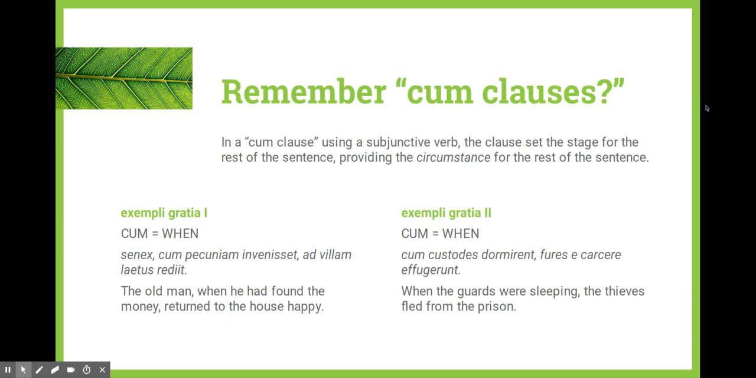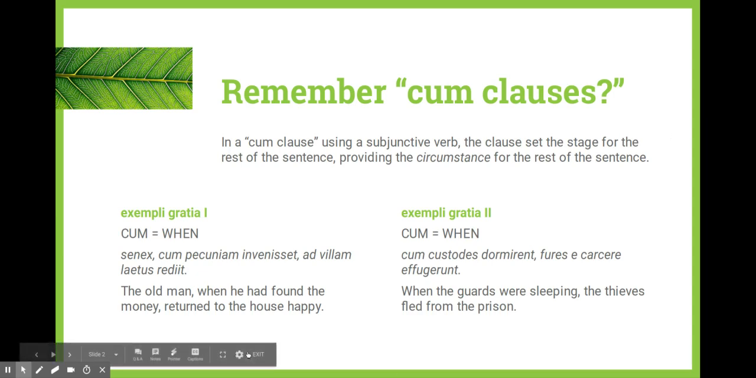There was a cum clause at the beginning of a sentence. The cum clause used a subjunctive verb, and in the cum clause, the content of it provided the circumstance for the rest of the sentence. So, under what circumstance did the indicative verb action happen? Example number 1. Senex cum pecuniam invenisset ad villam laetus rediit. The old man, when he had found the money, returned to the house happy.